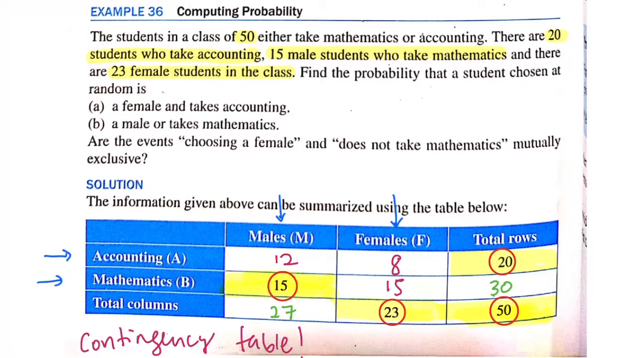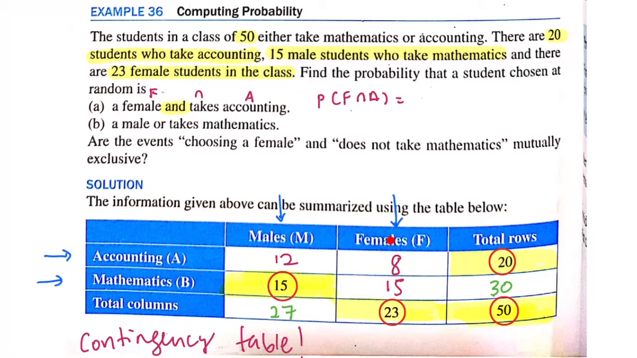Now, let us answer the first question here. Find the probability that a student chosen randomly is a female and takes accounting. So let's see here. Female, the symbol now is F. Takes accounting, the symbol now is A. And here, it means that you want the intersection. So let's find the probability of female intersect with accounting.